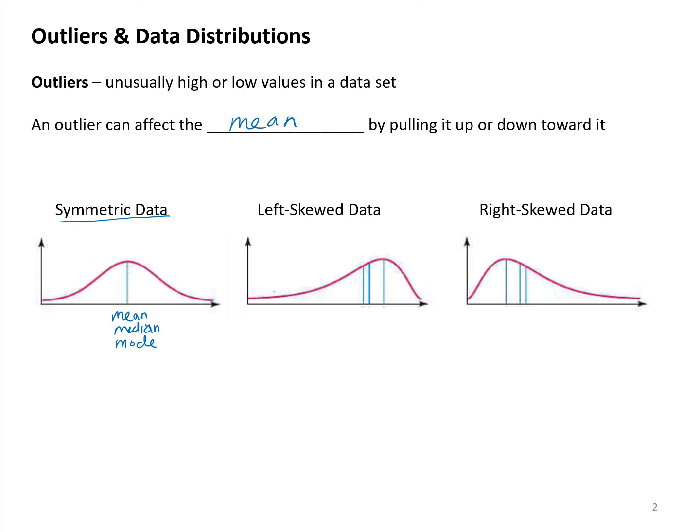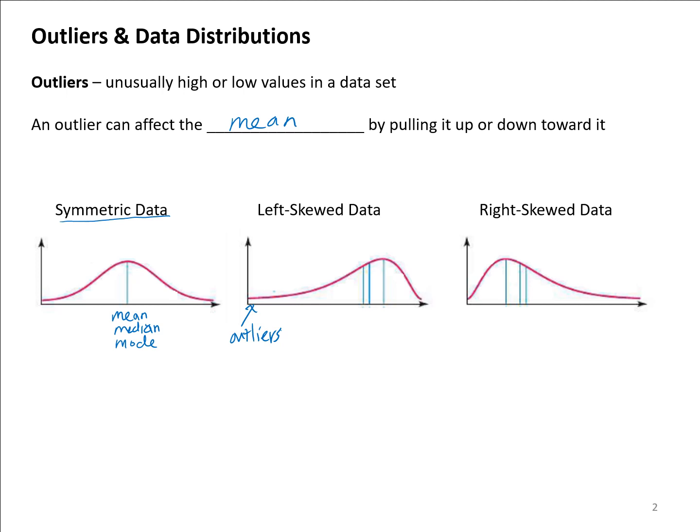When you have a skewed data set, whether it's skewed to the left or skewed to the right, and remember, skewed refers to where the tail goes off to, and the tail is where you're going to have outliers, what's going to happen is that you're going to have the mean getting pulled toward the outliers.